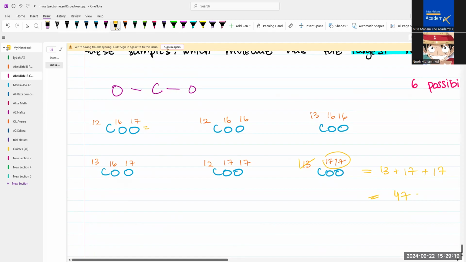You can take out masses for each one of them, but it's useless because using common sense, the molecule with the greater individual masses will also have the greater sum. So this one turns out to be 45. This one's 46. This is 44. This is 46. This is 45. And this one is 47, the largest one.